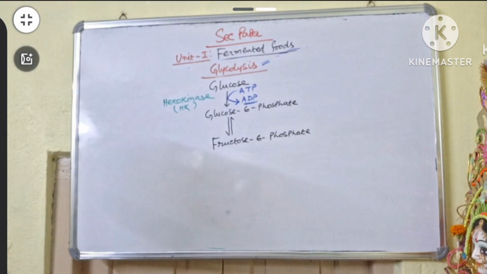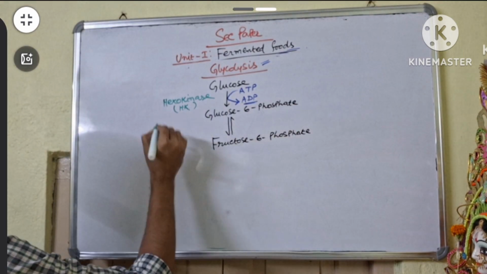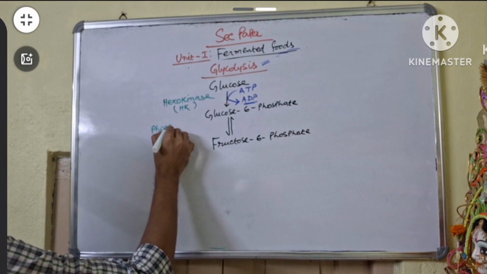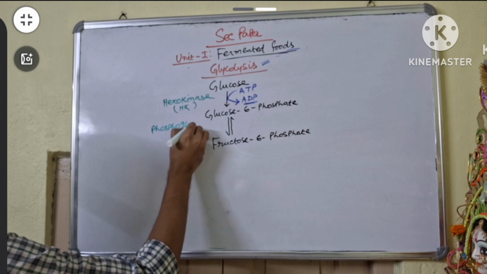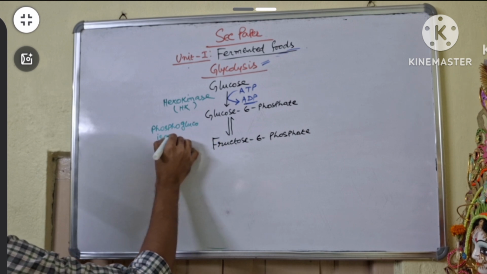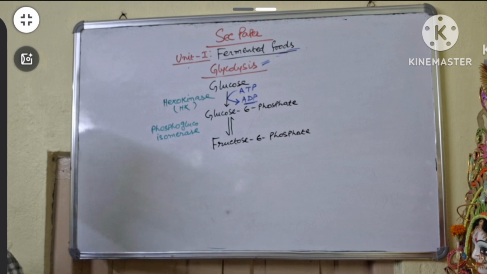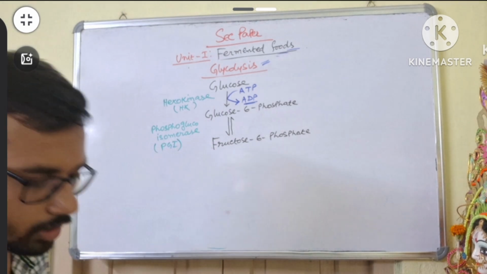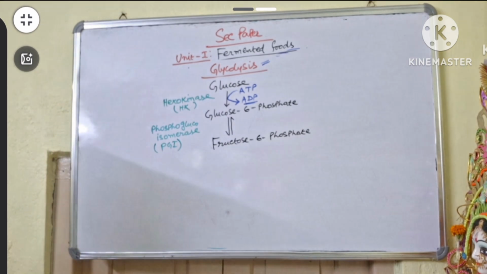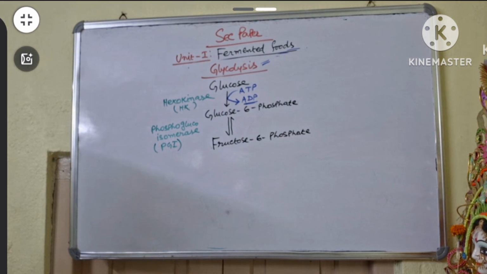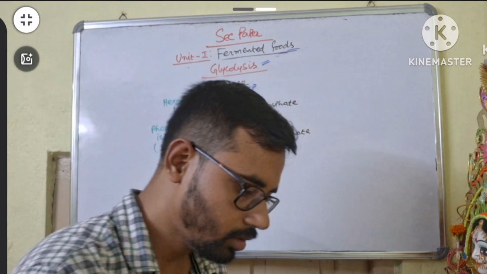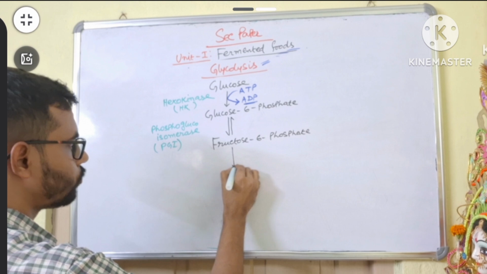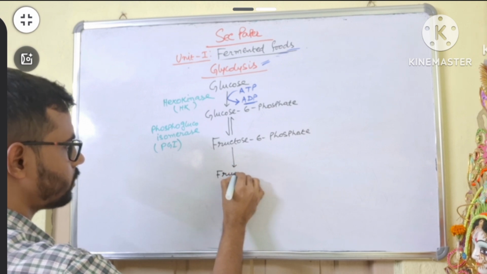The name of the enzyme is glucose phosphate isomerase, or it's called phosphoglucoisomerase. The short form is PGI, phosphoglucoisomerase, which converts glucose 6-phosphate into fructose 6-phosphate. In the next step, fructose 6-phosphate is converted into fructose 1,6-bisphosphate.